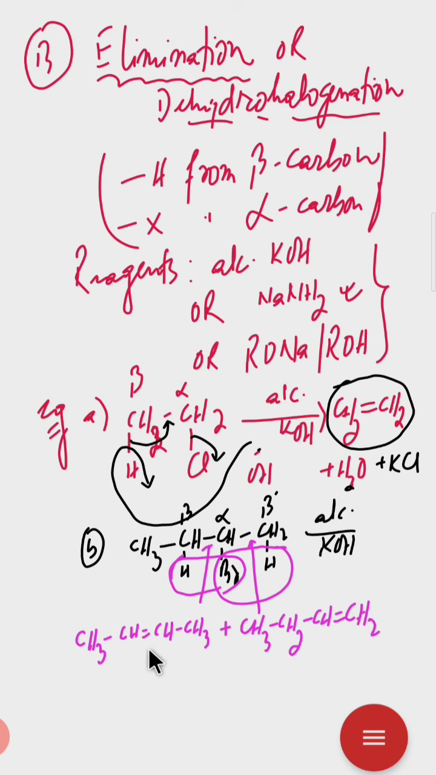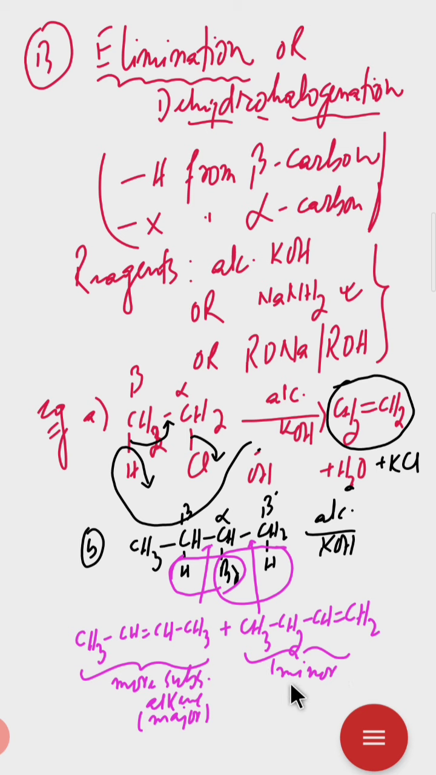Now between these two products, two alkenes, which one will be our major product? The major product will be this alkene, which is more substituted alkene. So two alkyl groups are attached to these double bonded carbon atoms. This alkene is more substituted alkene. More substituted alkene will be our major product. This will be our major product, and this will be our minor product, right?